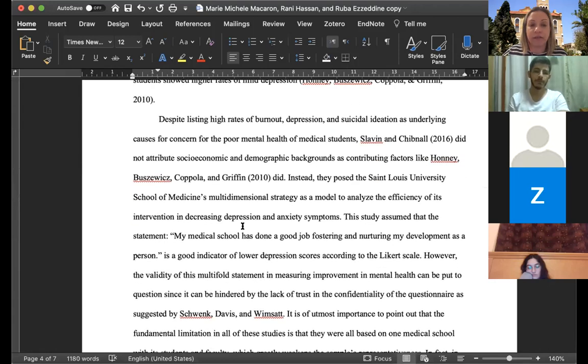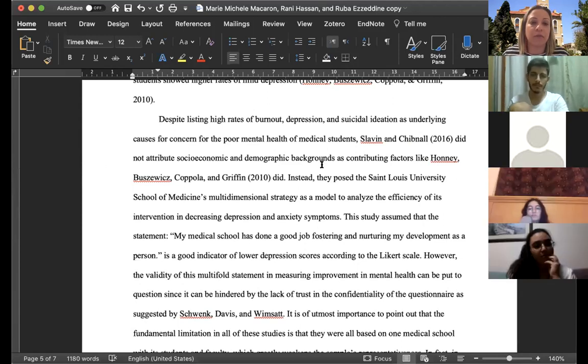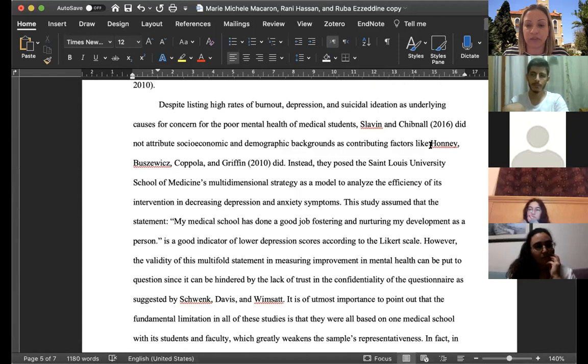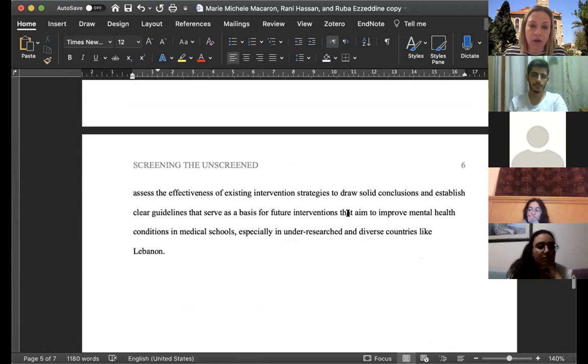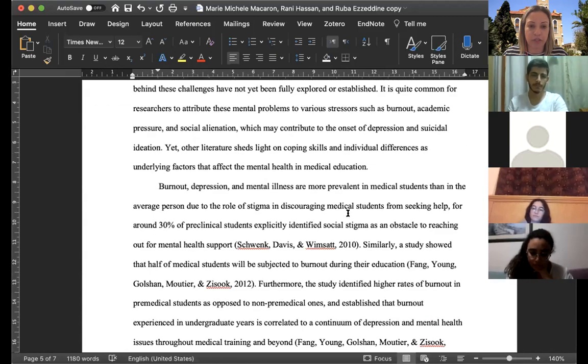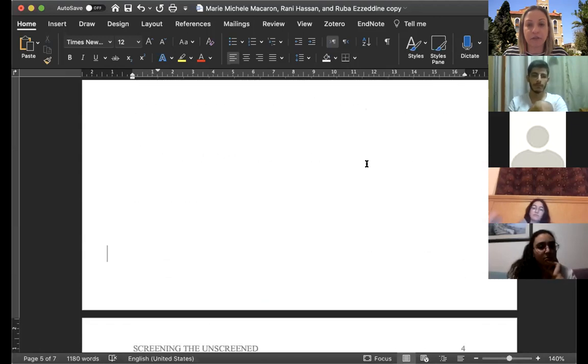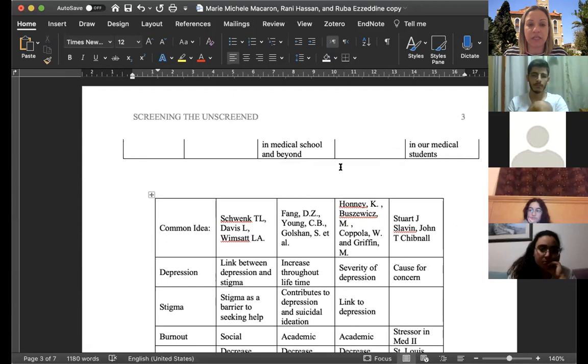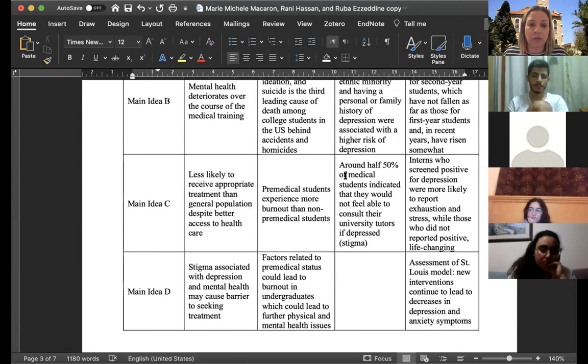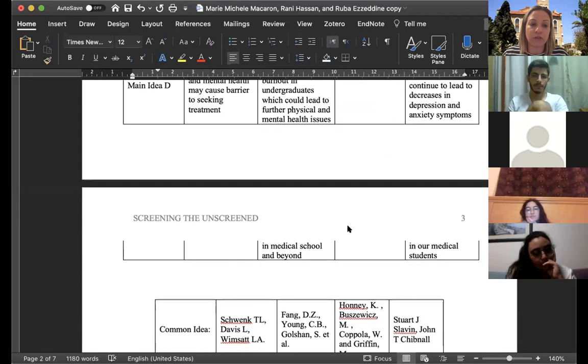And then over here, they critiqued and connected. Despite listing high rates of burnout, depression, and suicidal ideation, etc., Salvin and Chibnall did not attribute socioeconomic and demographic backgrounds as contributing factors, etc., etc. So if you look at it all in all, it's just 1-2 pages, right? But because they have done the grid, it becomes easier to see where do they intersect and where do they not.